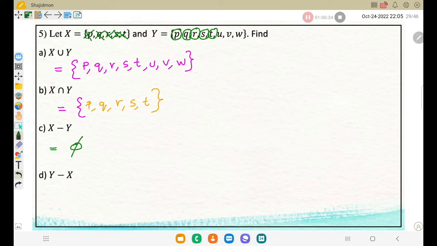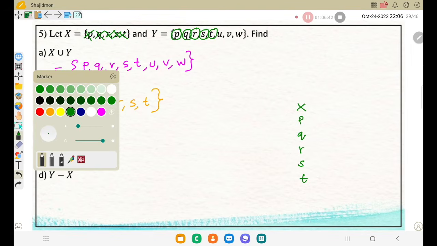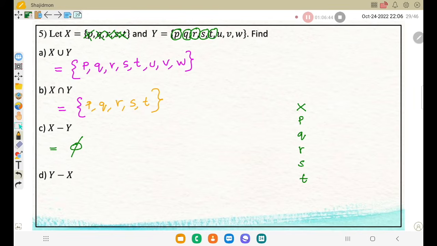That means, just to check, what are the x numbers? P, Q, R, S and T. Check these numbers. Is it coming in y or not? P is coming in y? Yes, so delete. Q is coming in y? Yes. Delete. R is coming in y? Yes. Delete. S is coming? Yes. T also coming? Delete. So nothing is there, balance. So empty set.